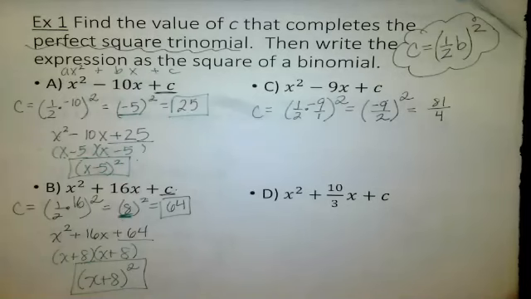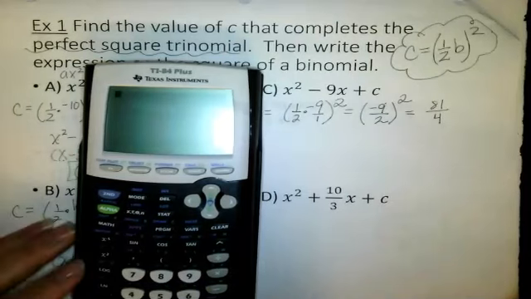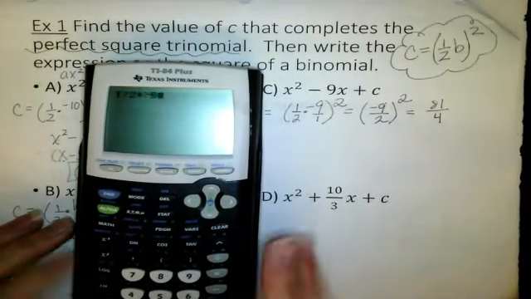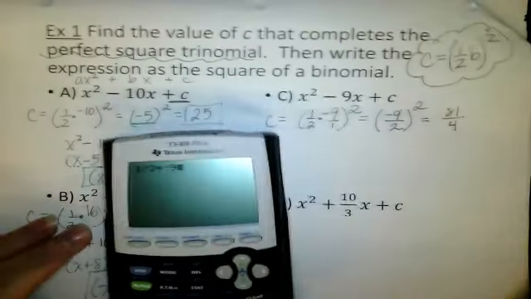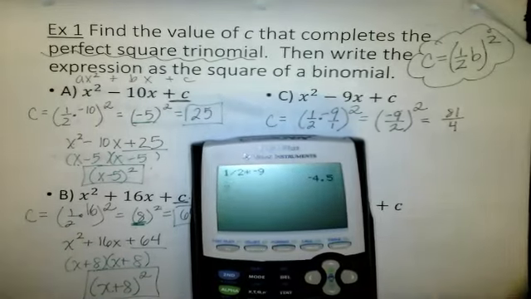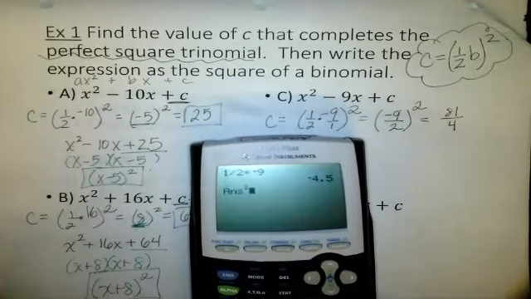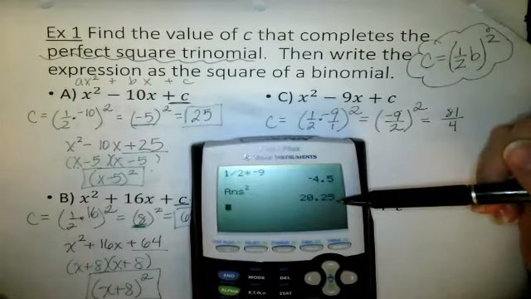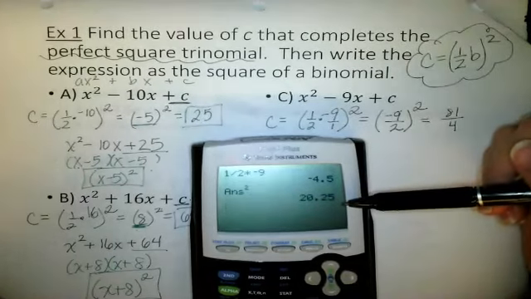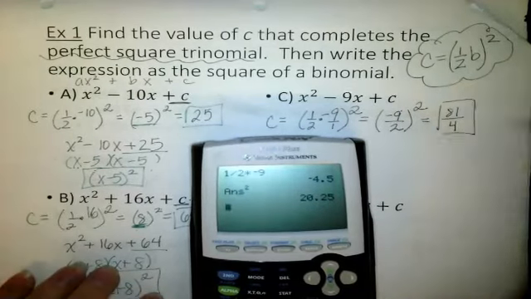Okay. Could you use your calculator? Yes, you can. Let me show you what happens when you use your calculator. You have 1/2 of negative 9, so 1/2 times negative 9. You get negative 4.5. And then I want to square that answer. That gives me 20.25. I'll tell you right now that 20.25 is terrible to try to factor. The fraction is way easier.